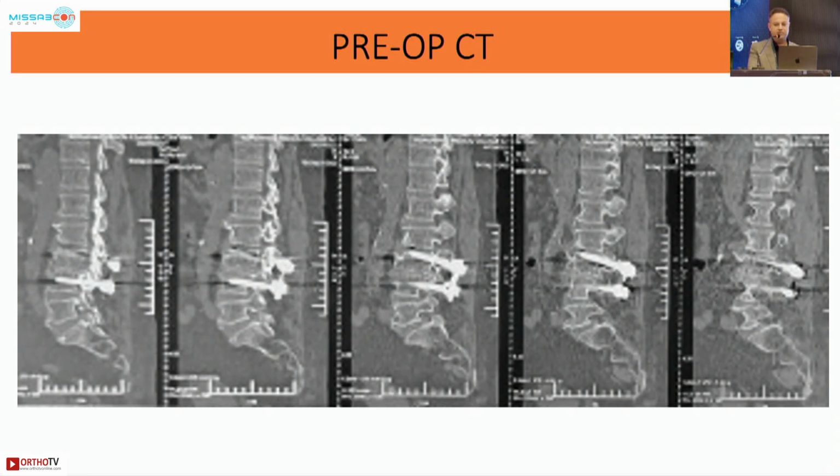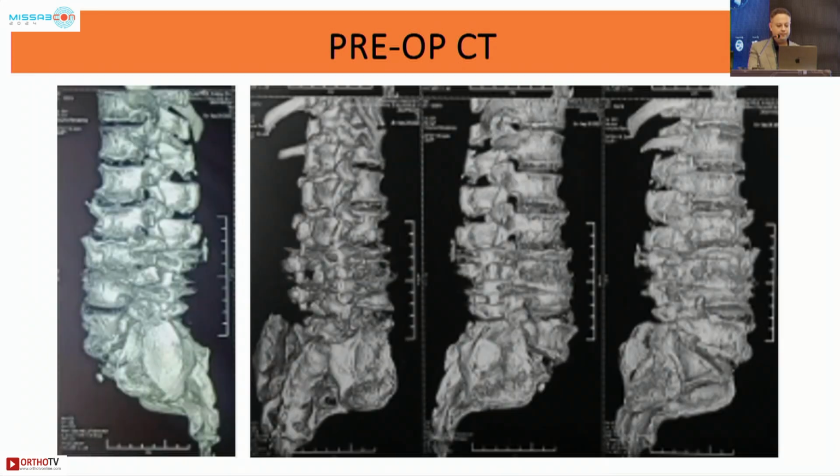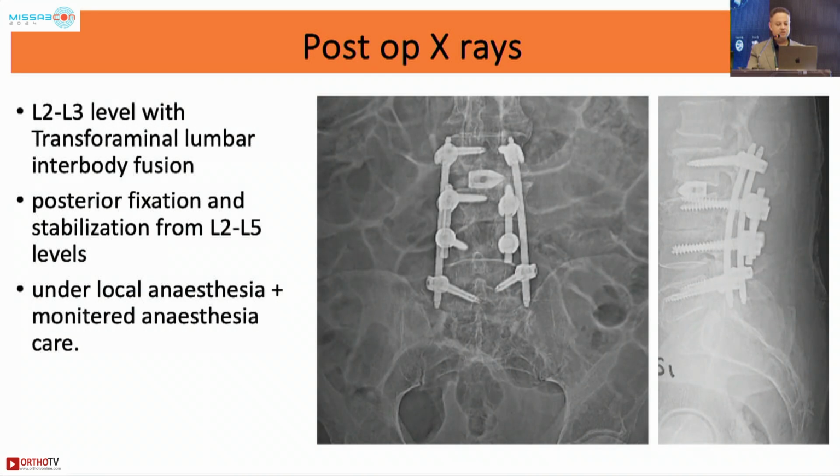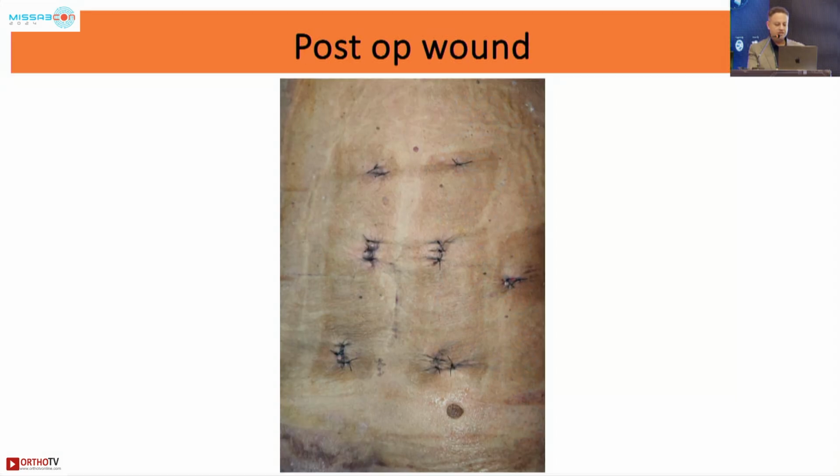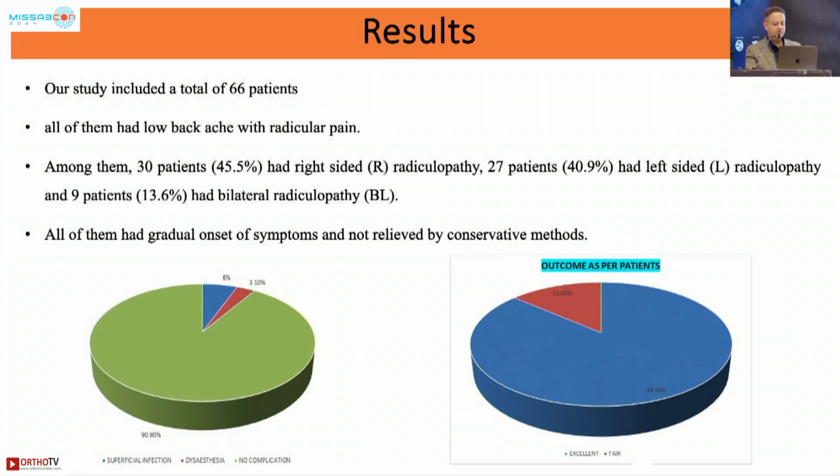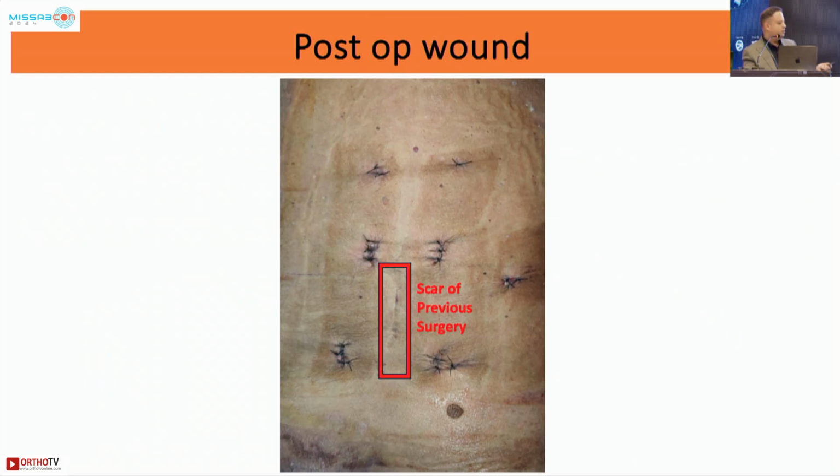You can see the well-fused area there, and there is no reason to touch the index level. So we just put the cage one level above and just bypassed this entire segment altogether. And this again, surgery was done under local anesthesia. And you can see the post-operative scar of the previous surgery versus what was the footprint of this surgery.